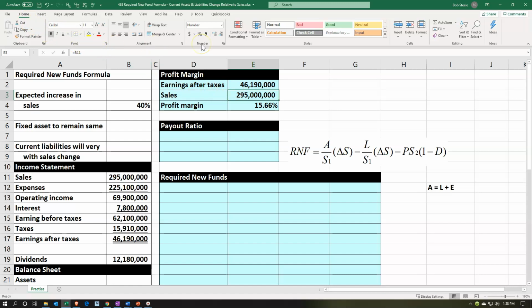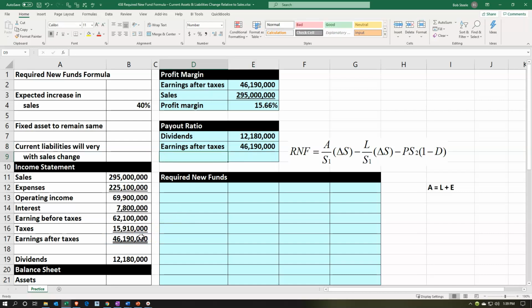Home tab, Font group, and underline now. Now we want to think about the payout ratio, which is another calculation that we will need. We haven't seen this as much in the past, but we're basically just thinking about the earnings that we have, how much do we expect to be paying out in the form of dividends. So to do that, we could say, okay, well, how much did we pay out in dividends last time? We paid dividends out of this 12,180, and we're going to compare that to the earnings after taxes and say how much of those earnings did we pay out in terms of dividends.